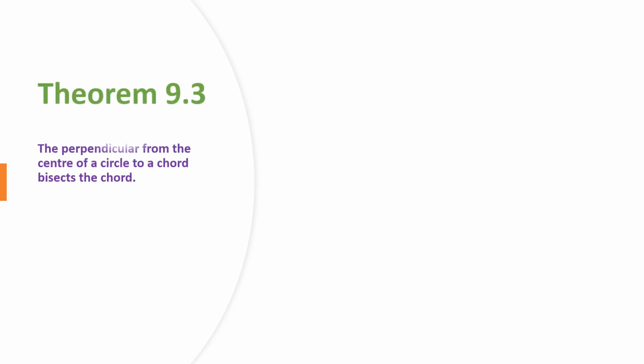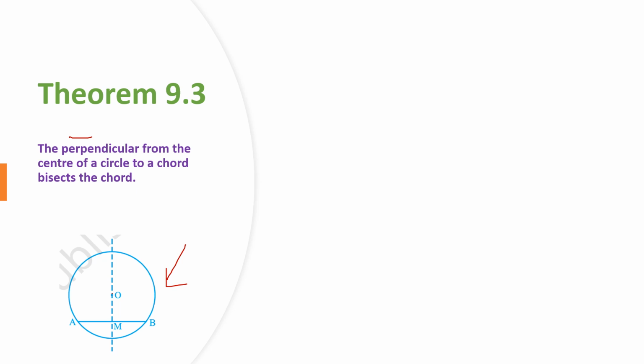Let's start with the next theorem. Theorem number 3, 9.3. What does it state? Before getting into this, let's visualize this circle, with the help of a diagram. We have a circle, O is the center, A is a point on the circle, and B is a point on the circle.